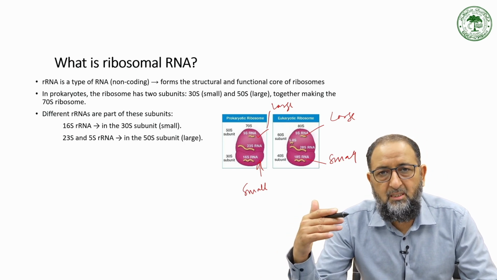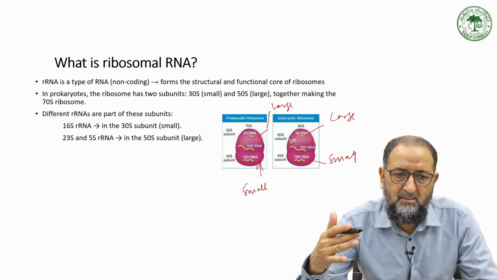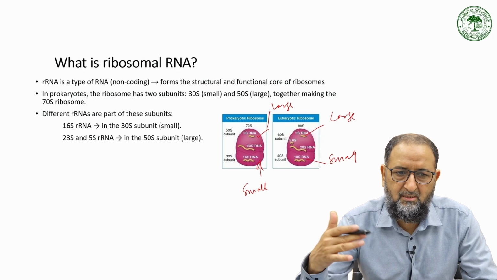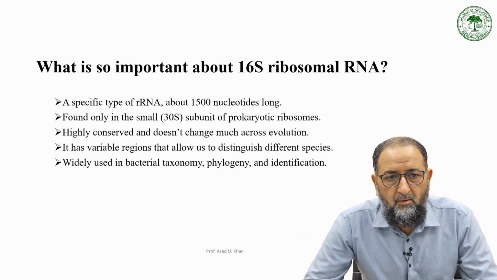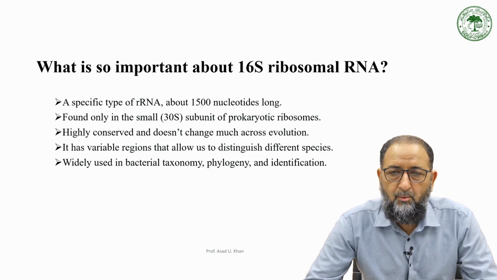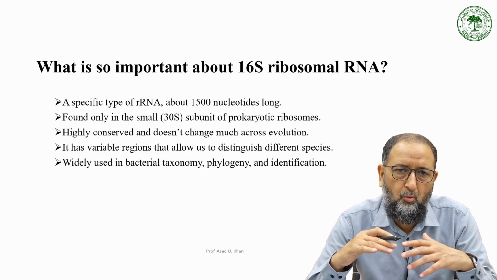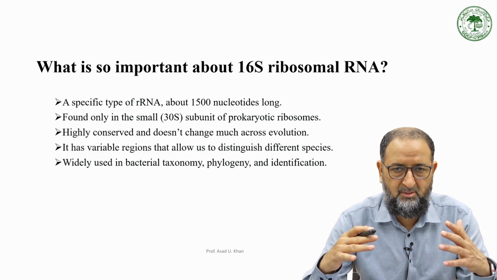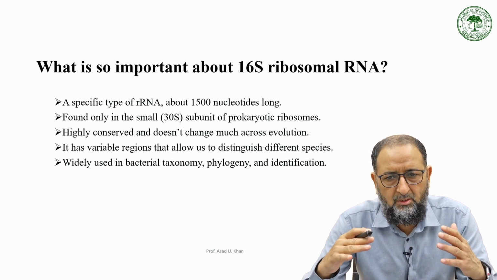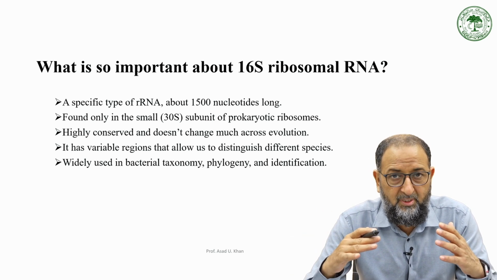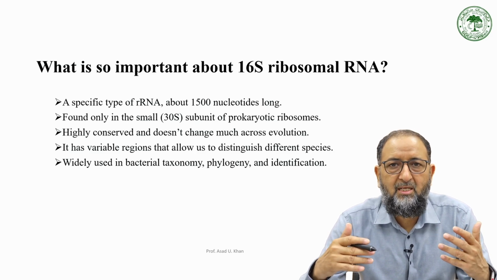So these ribosomal RNAs, which are part of the ribosomes, are categorized as 16S, 23S, and 5S rRNA. What is so important about the 16S ribosomal RNA? This we try to understand. The whole classification we have discussed over the last four or five lectures is based on this concept, which needs to be understood. What is the 16S ribosomal RNA, what is its significance, and why is it so important?